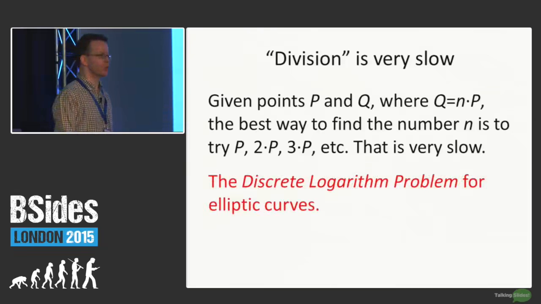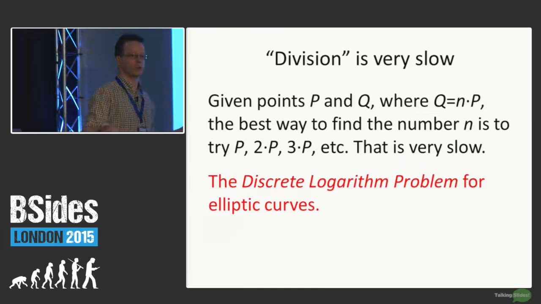And this is called the discrete logarithm problem for elliptic curves. And it's this that is the basis of elliptic curve cryptography. The fact that multiplication is fast, but division, or taking a logarithm, as it's officially called, is very slow.